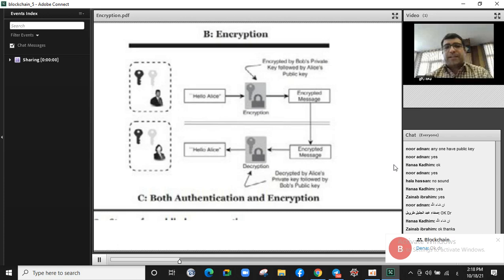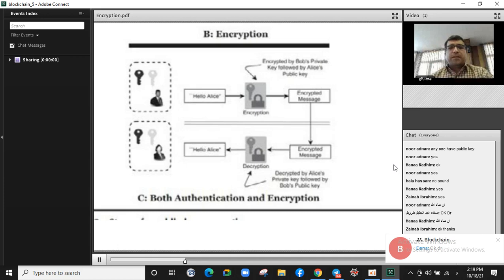And the third case of usage of asymmetric cryptographic algorithms is both authentication and encryption. A combination of digital signature and encryption. In this case, Bob wants to send a message to Alice. Not only does he want Alice to be sure that the sender is Bob, in fact, authentication, but also Bob wants the others not to be able to see or read the message.